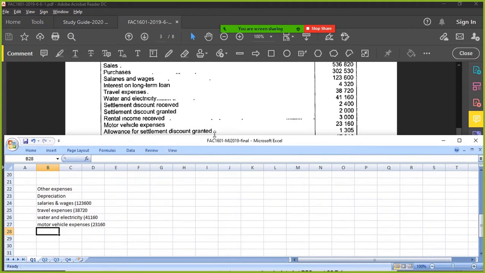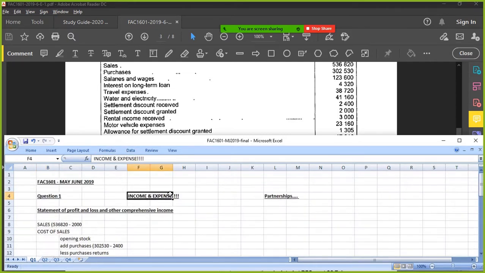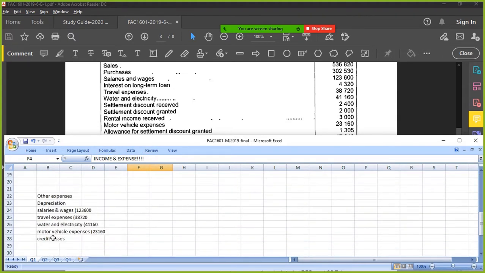Allowance for settlement discount granted. Notice I don't need it, but I might need to adjust the allowance, and then I'm going to have possible credit losses. Okay, so when I see something like that, I'm thinking about how it is going to affect this. I know I don't need it, but I know I could need it. If I don't have it, I'll just put a 0. If I do have it, I'll put a working. Okay, generally you will have something.